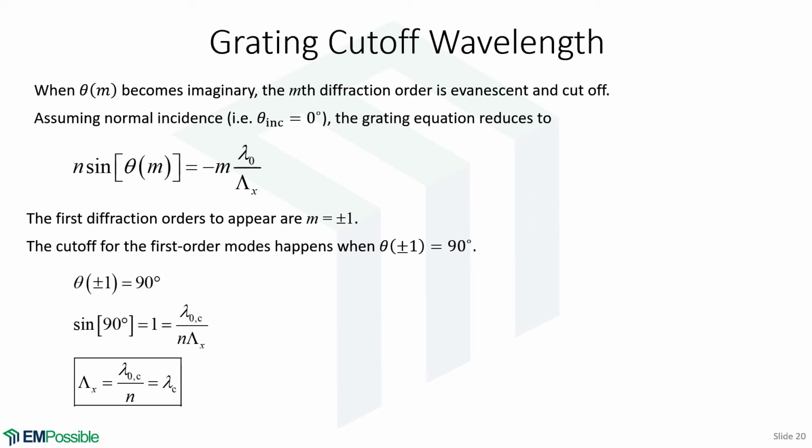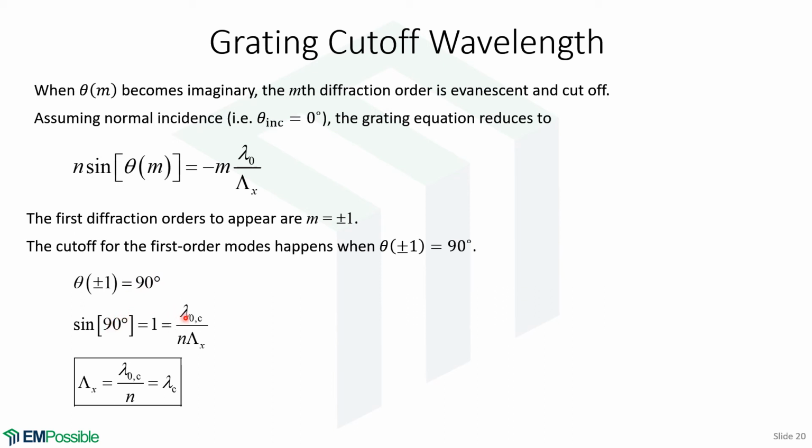Now, we would like to know when the first order modes or the first diffraction orders appear. So what is the cutoff wavelength when this m is plus or minus 1? Well, right at cutoff, the angle of the diffraction orders is exactly 90 degrees. So we would like to know where theta equals 90 degrees. So let's plug in 90 degrees for our theta.